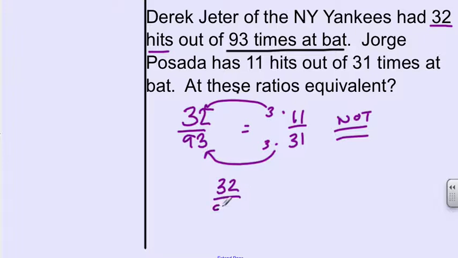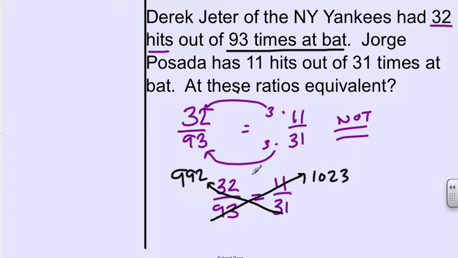And last but not least, if I had this number and I tried to say they were equivalent, I can do something that I mimic as up, up, and away. 93 times 11, 31 times 32, and if you take those and multiply them out, you're going to notice that you do not get equal numbers. You'll get 992 right here, and on the other side, you'll get 1023, and those two numbers do not equal. So if for some reason you can't reduce it, you can cross-multiply and find the two numbers to see if they do.